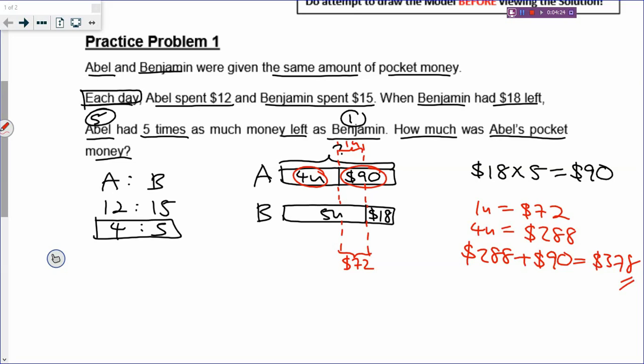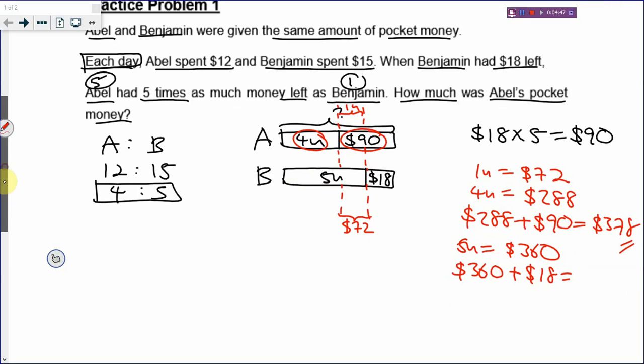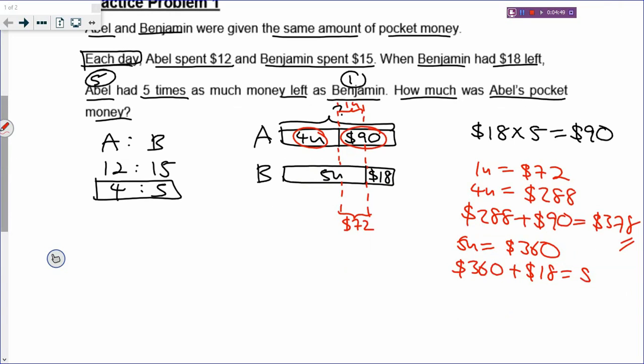Would he get the same amounts of pocket money? Well, we can check, right? So Benjamin has 5 units. So you can find what is 5 units. You take 72 and you times 5. That will be 360. And then you take 360 and plus $18. So Benjamin would also get the same amounts of pocket money, which is $378. So which means that both of them were given the same amounts of pocket money.